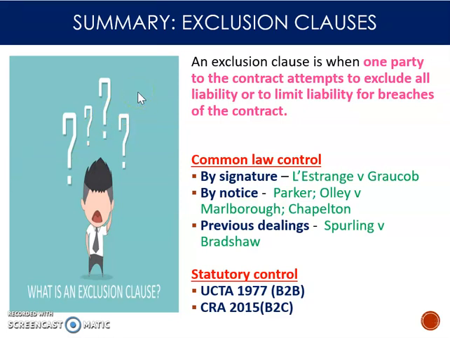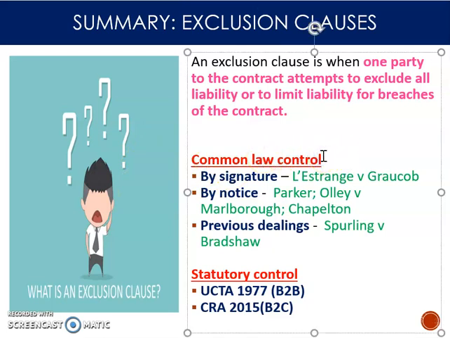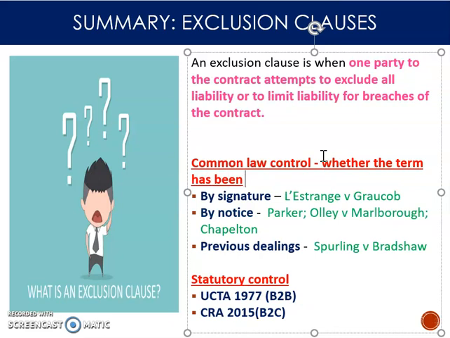So an exclusion clause is when one party to the contract attempts to exclude all liability or to limit liability for breaches of the contract. And we can also use this law and the rules on exclusion clauses when you've got a particularly unusual term, as we have with the Jonny and Deeper scenario. And because exclusion clauses are seen as being a bit harsh or a bit unfair sometimes on parties to a contract, the courts have developed ways to control them. And we have common law control. And the common law controls, I'm going to add this in here, looks at whether the term has been incorporated.